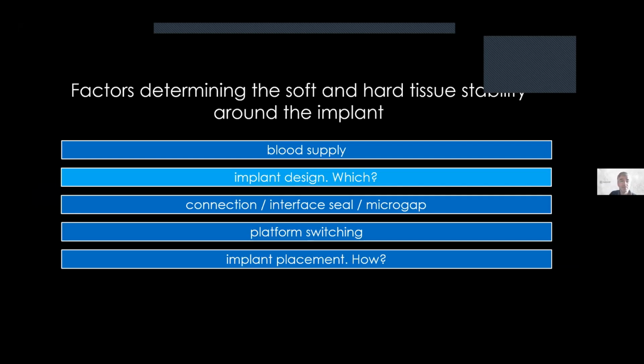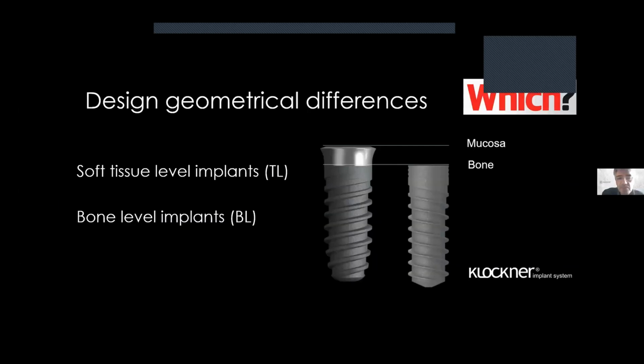So we talk about blood supply, implant design, connection, platform switching, and the implant placement. We will stop in detail with the implant design. We do have bone level implants, and we have been using tissue level implants for a long time. Until we had bone level implants, we were using tissue level implants, placing them crestal or even subcrestal without knowing what was going to be happening in the tissues.